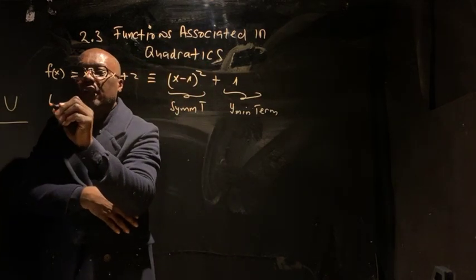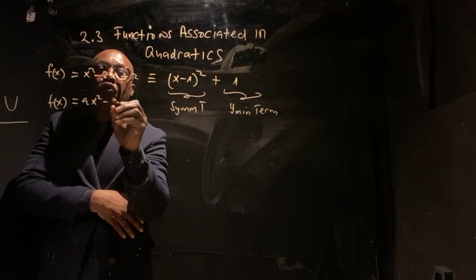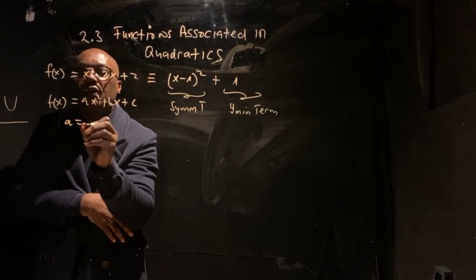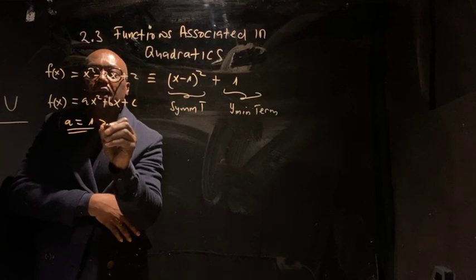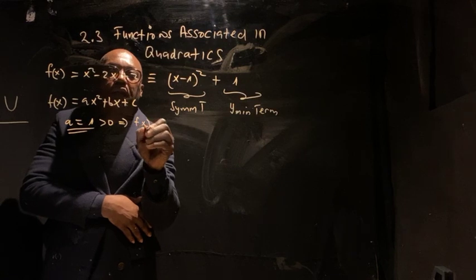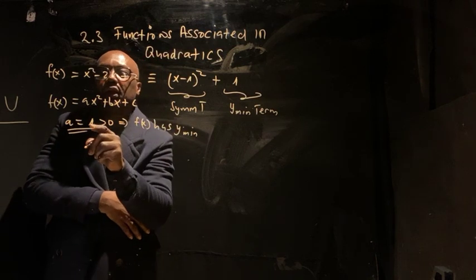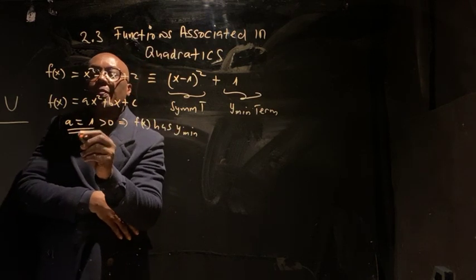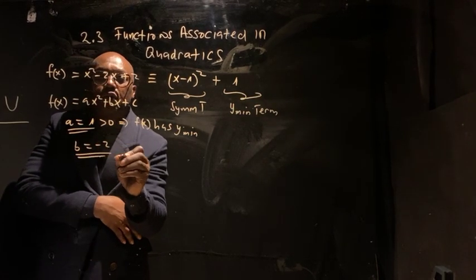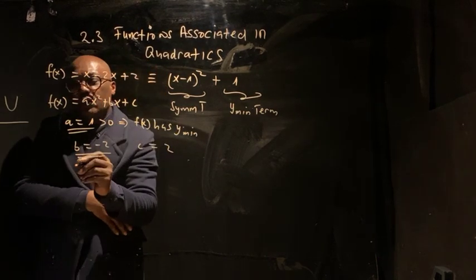You can see that f of x is ax squared plus bx plus c. We find out that a equals 1, which is greater than 0, which implies the curve has y minimum. F of x has y minimum because a is greater than 0. We also find that b equals minus 2. We also find that c equals 2. Good. Now see the discriminant.